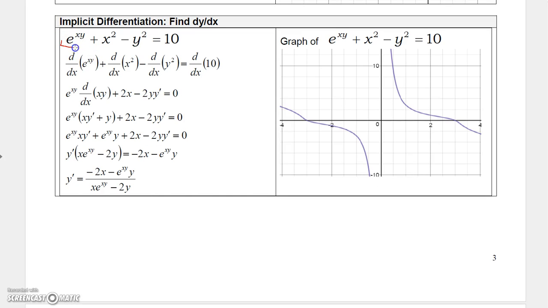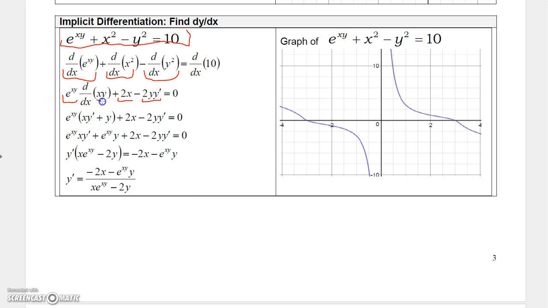Now this function, to get the derivative of y with respect to x, you're going to have to use implicit differentiation. So let me show you how I did that. Remember, with implicit, you apply d over dx to each term. So here I'm going to apply d over dx to each term, and then when I take the derivative of e to the xy with respect to x, using the rule for e to the u, I'm going to get e to the xy, then times the derivative of xy. And then when I take the derivative of x squared, I'm just going to get 2x. And then when I take the derivative of y squared, remember I have to use the general power rule here and say 2y times y prime. And then the derivative of 10 is 0.